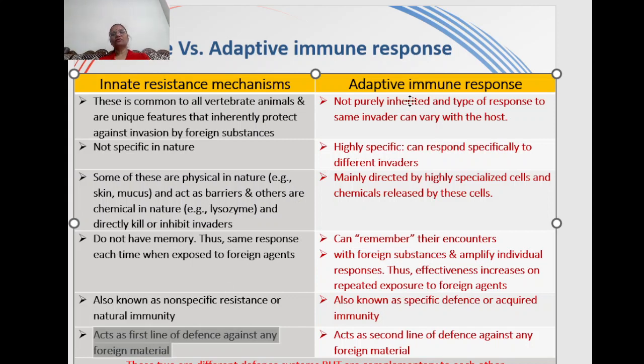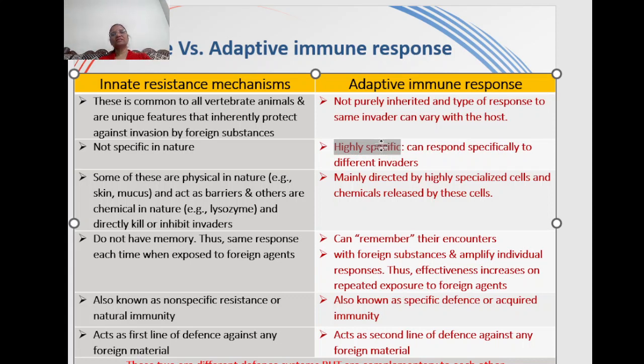Coming to the adaptive immune response, it is not purely inherited in nature. It is created by the individual while encountering different types of invaders during his lifespan. And the response given will not be the same against all types of organisms and invaders.